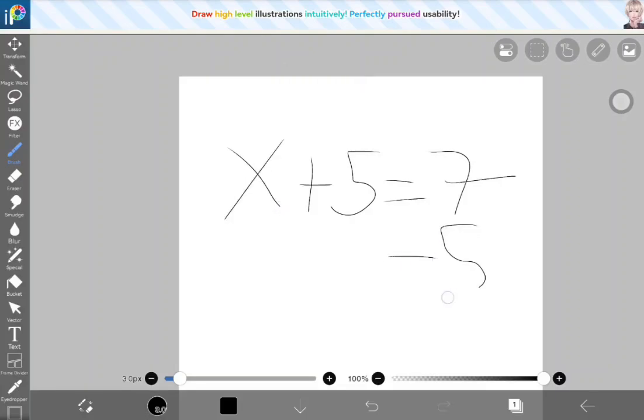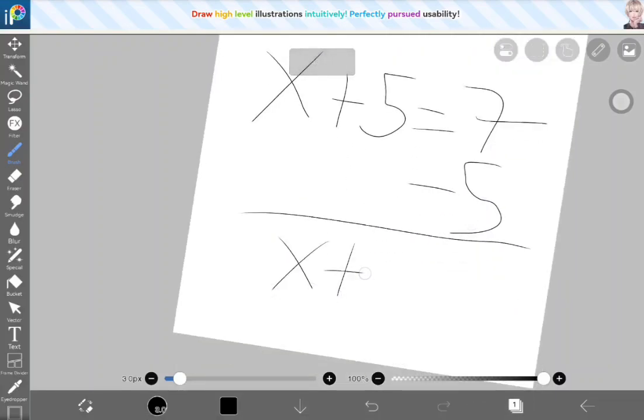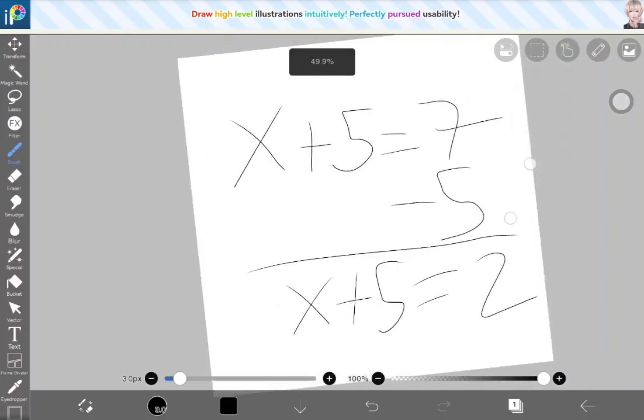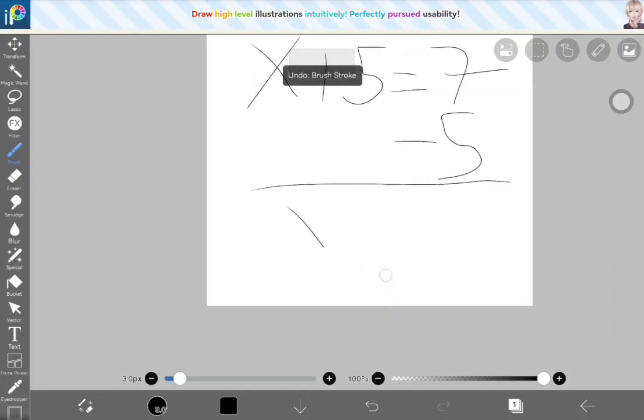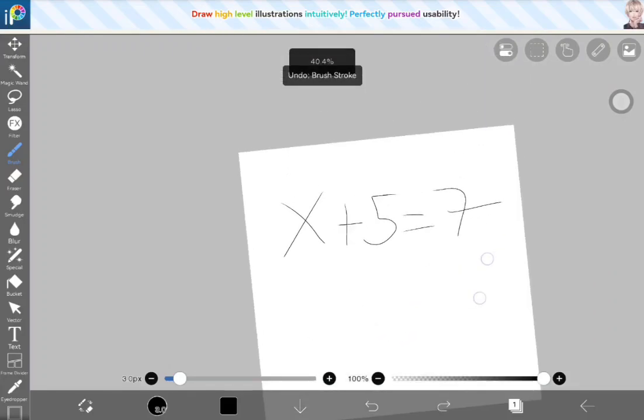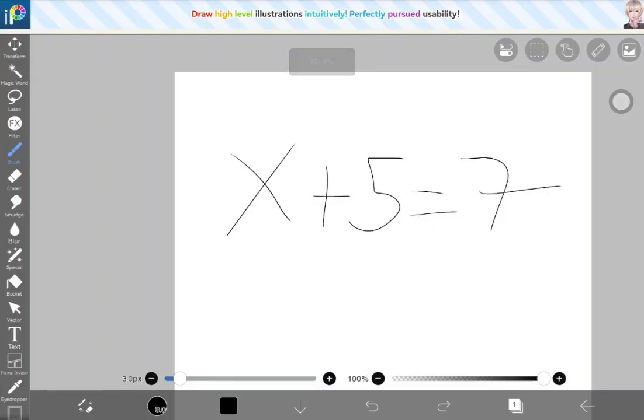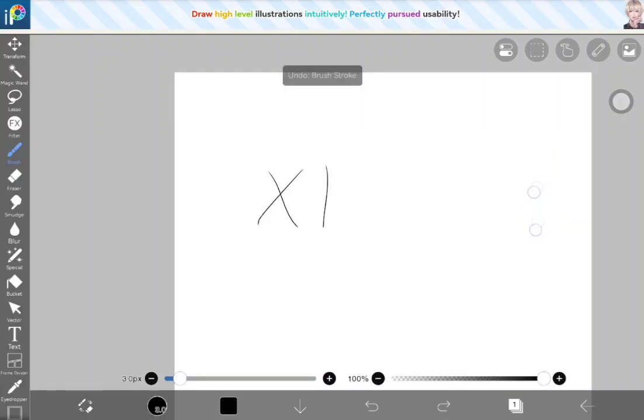And if you only do this, x plus 5 equals 2, then it still won't be right because you didn't isolate x, or the variable. Yeah, that's why it's important. It goes the same for multiplication and division, but that would be on another video or another part. Okay, that's about it.